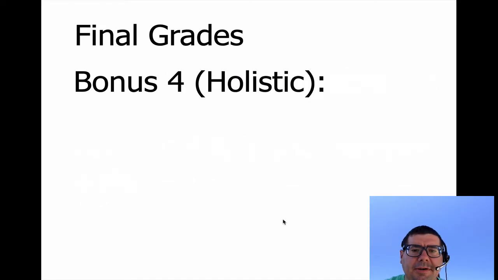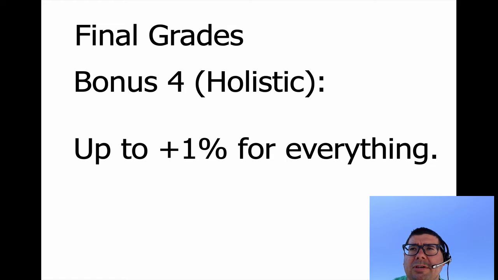So finally, let's talk about the holistic bonus. And what I mean here is, as a whole, for all of your work in the fourth quarter, how do we quantify what you did beyond what was expected? So I'm looking at a holistic bonus beyond what was expected. So first of all, I decided that I'm willing to give up to 1% on your final average for doing every single thing that was available. Right, so I gave you 6 assignments and I asked you to complete 4. So I based this on percentages, right? What percent of each assignment did you complete?